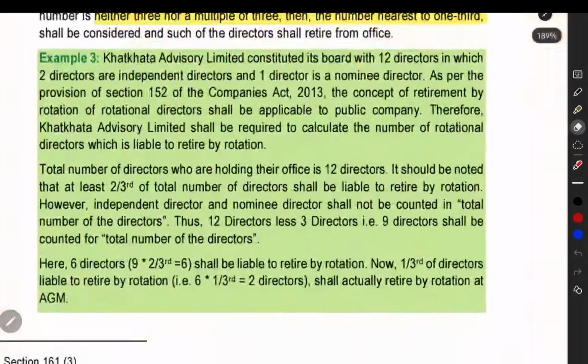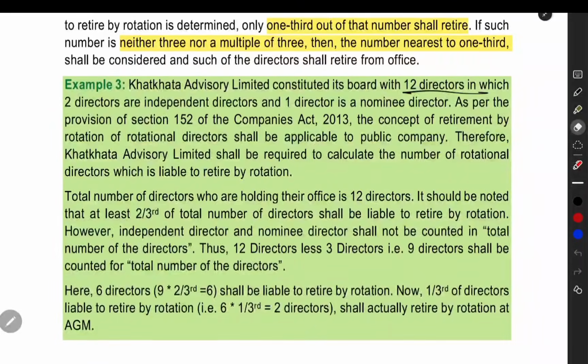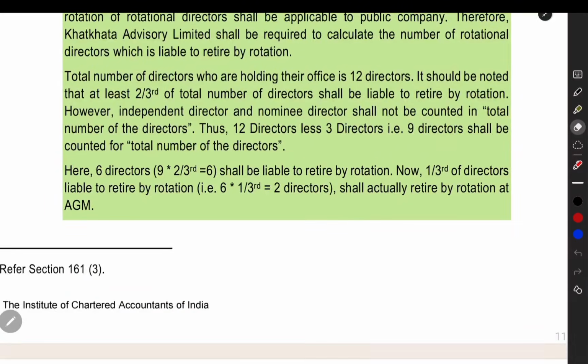First, we can see an example here. For example, we have a company which has 12 directors, 2 independent directors out of the 12, and 1 nominee director out of the 12. Now, for the total number of directors we have to take 12 minus 2 independent directors minus 1 nominee director. 12 minus 3, so 9 directors will be the total number of directors for the purpose of applying this provision of retirement by rotation. And then out of these 9 directors, 9 into 2/3 will be 6. 6 directors will be liable to retire by rotation, and then out of the 6 directors, again 1/3, so 2 directors will actually retire by rotation.